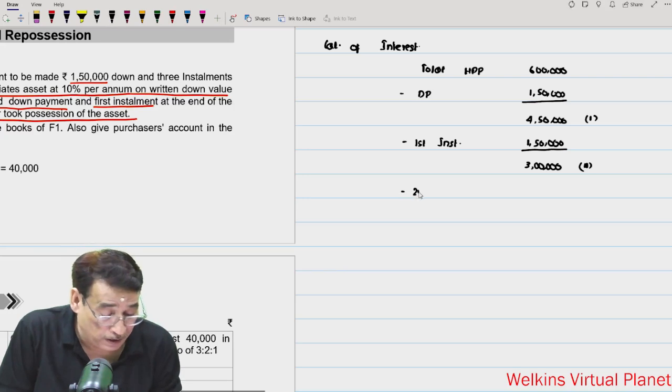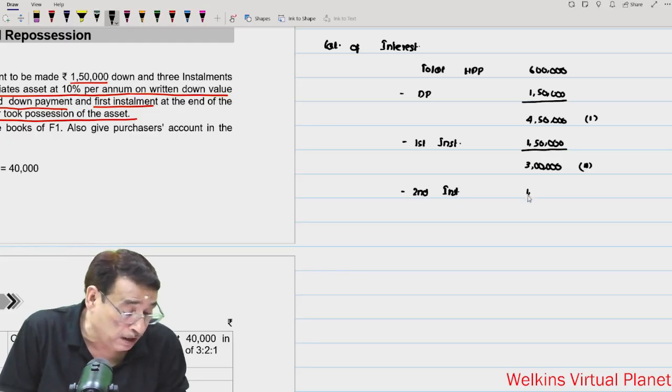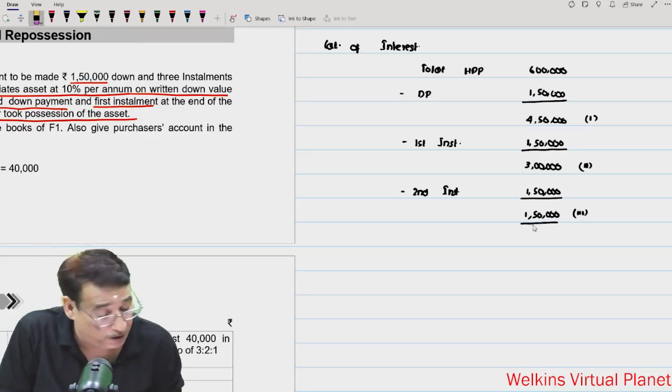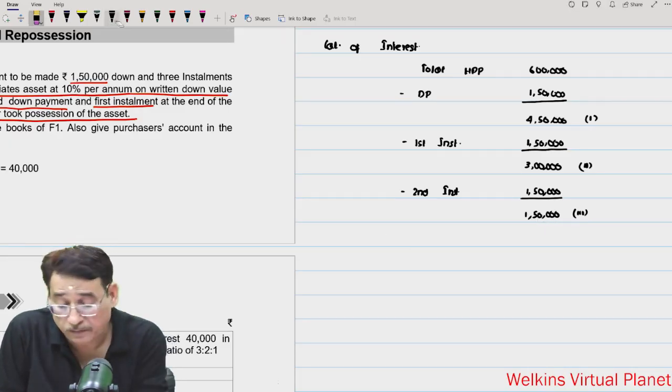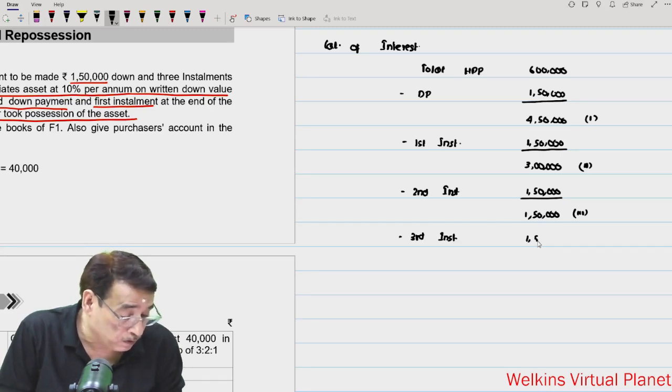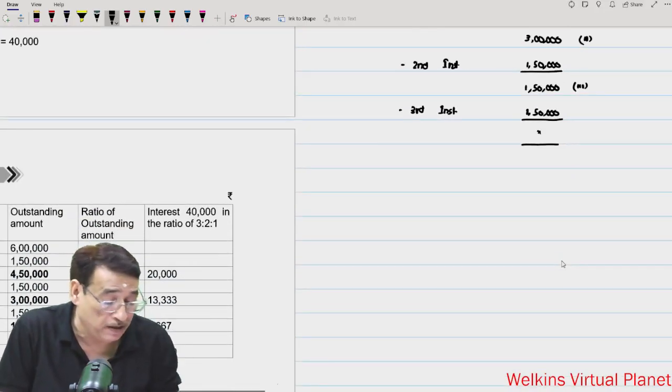And so on, the second installment. As far as the second installment is concerned, again 1,50,000. We are left with 1,50,000. This 1,50,000 will be considered as the third balance, if you remember. And then the third and final installment, 1,50,000. No balance.